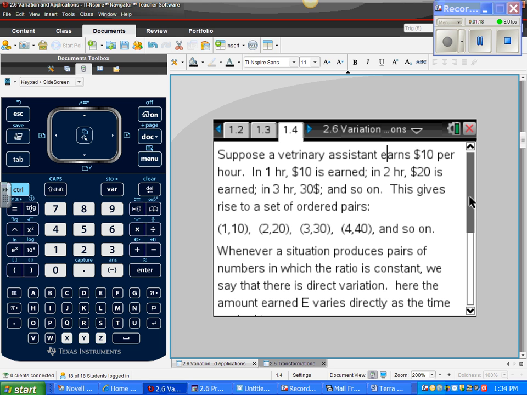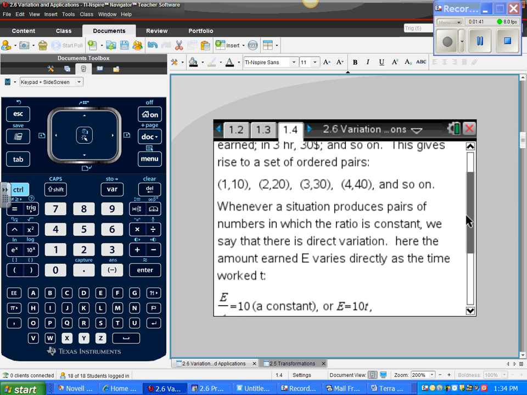So suppose a veterinary assistant earns $10 per hour. In 1 hour, they earn $10. In 2 hours, it's 20. 3 hours, it's 30, and so on and so forth. So this gives rise to a set of ordered pairs. We've got the pairs (1, 10), which is 1 hour, $10, (2, 20), which is 2 hours, $20, (3, 30), (4, 40), and so on. So whenever a situation produces pairs of numbers in which the ratio is constant, we say that there's a direct variation. Here, the amount earned E varies directly as the time worked T.